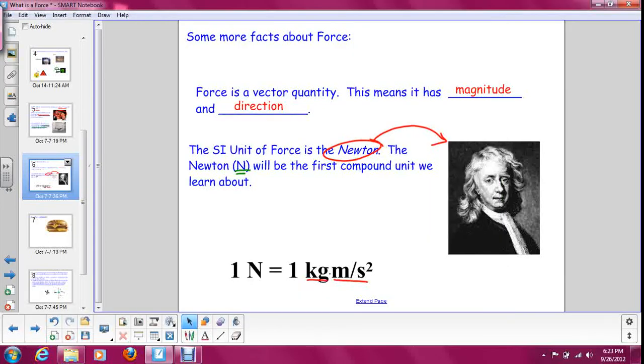So when we break down a Newton into its constituent parts, it is a kilogram and a meter per second squared. These units right here should be tipping you off as to how we solve for a Newton, but that comes in the next lecture.